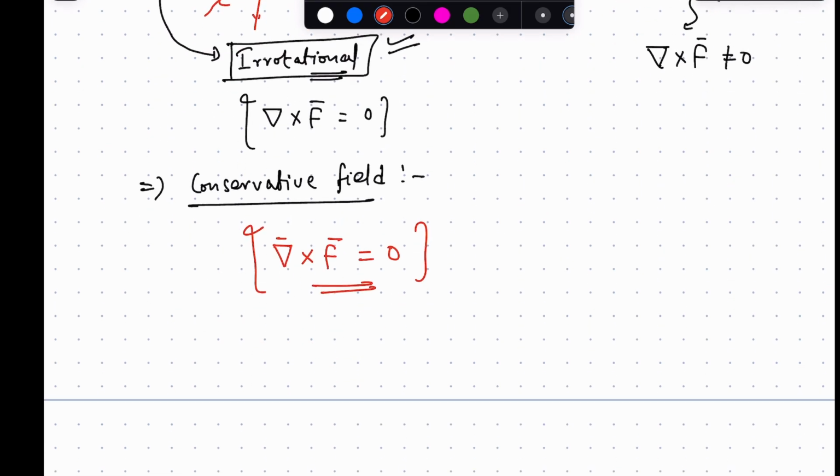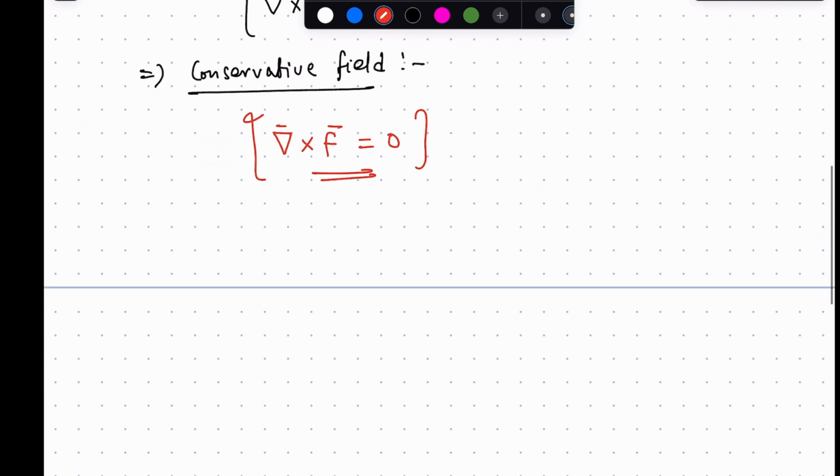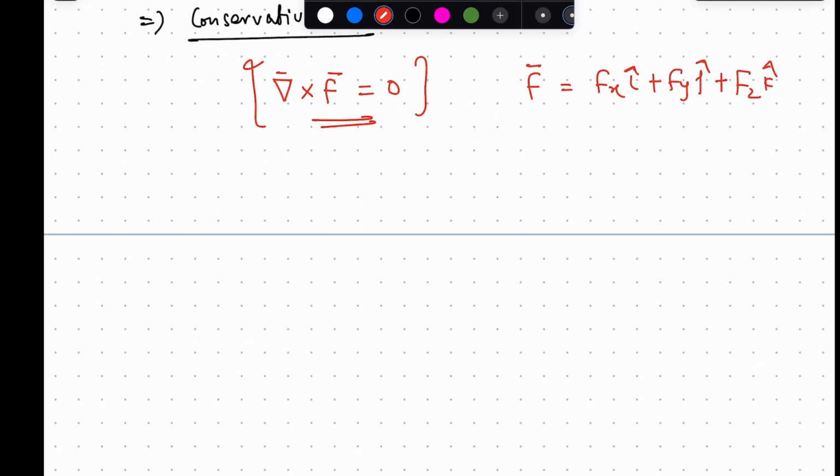Now how do we mathematically calculate this? So this will be expanded. Let's suppose you have the F vector, and the F vector in the Cartesian coordinate system is given to you as Fx i cap plus Fy j cap plus Fz k cap. There are 3 components. So in that case, if you calculate curl F, this is how you are going to calculate it. Sometimes we also write it like this, curl F. Sometimes it is also written like this, rot F. That is the same thing.